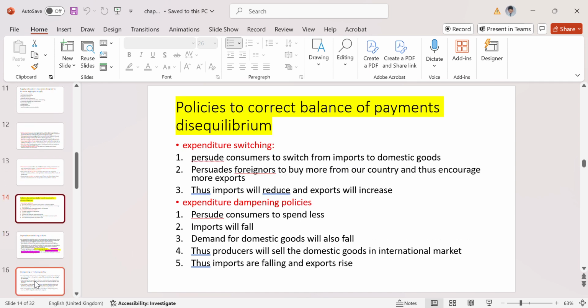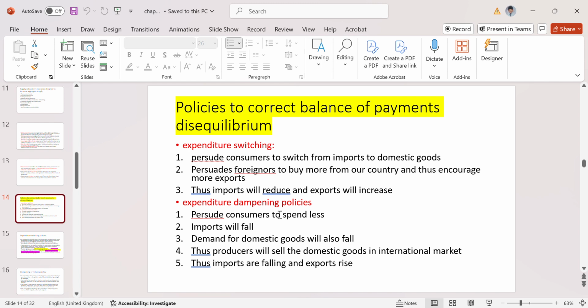Going further ahead, let's talk about policies which are adopted by the government to correct balance of payment disequilibrium. There are two types of policies. One is expenditure switching and one is expenditure dampening. Under expenditure switching, the objective of the government is to persuade the consumers to switch from imports to domestic production. So when this happens, the imports will reduce as the demand for domestic goods will increase, and this will also increase the exports.